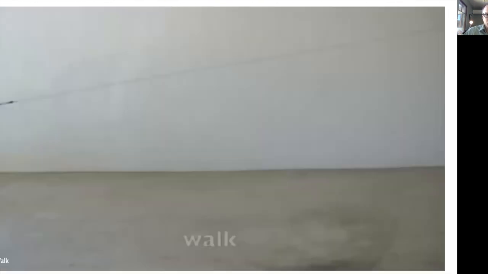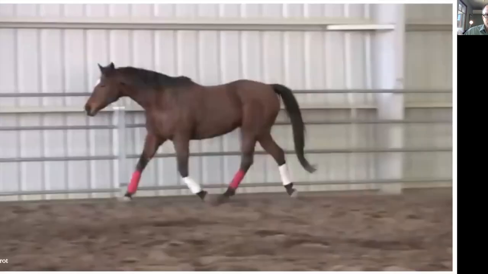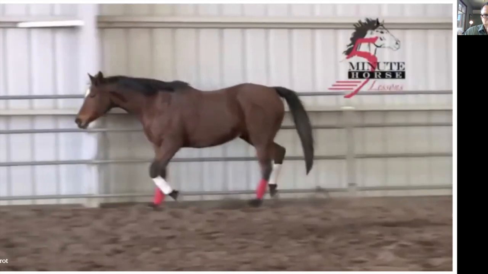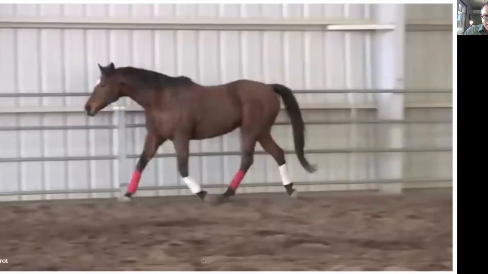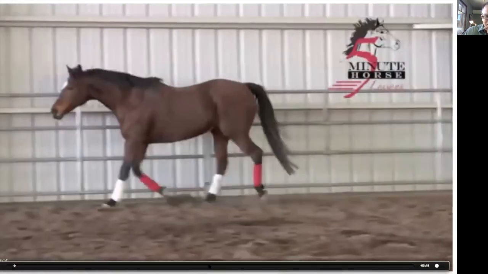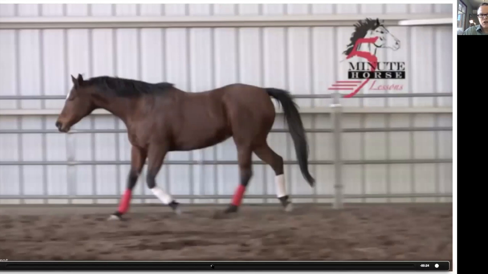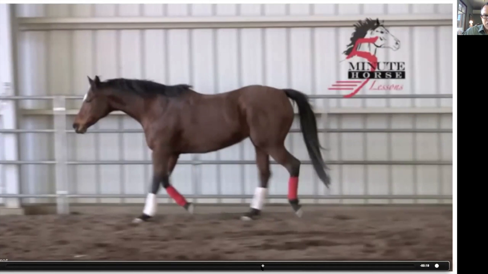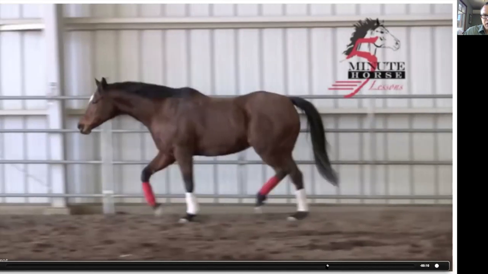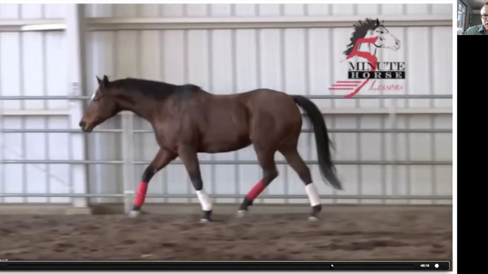If I compare that with the trot, see if I can do it this time. Here I go, all right. Now, as I compare this with the trot, here I go. I have two feet on the ground, and then two feet on the ground still.